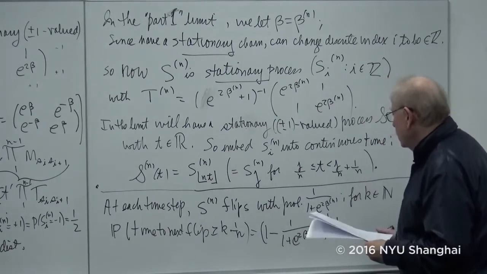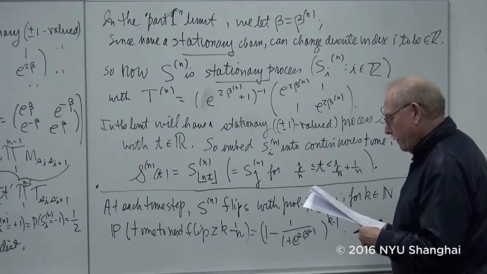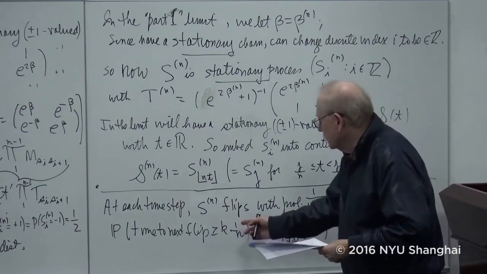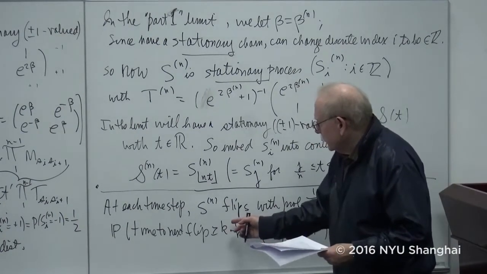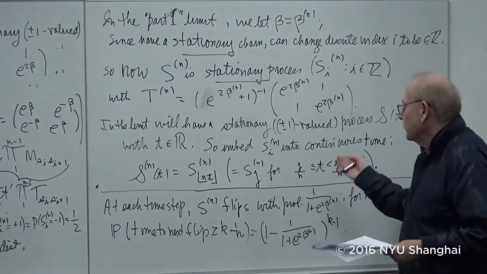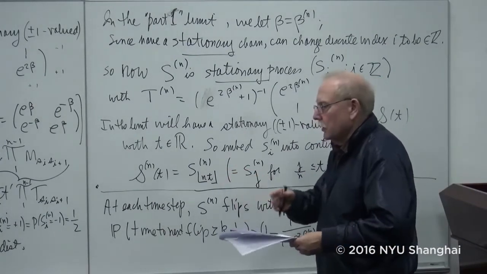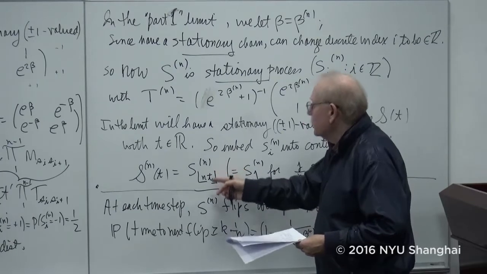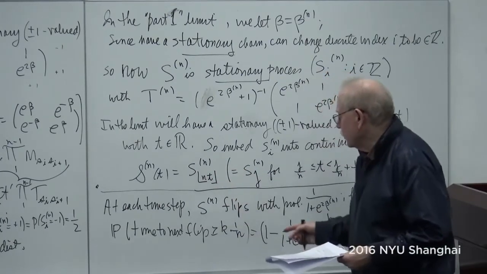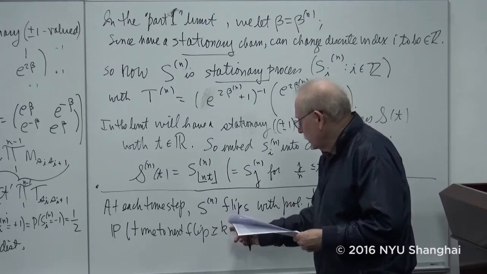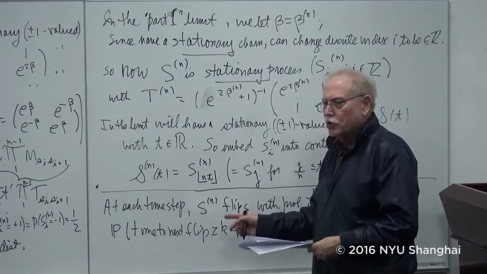Okay, so it's natural, because we're looking for a limit in which something happens in the new macroscopic time variable t, to take k to be proportional to n.